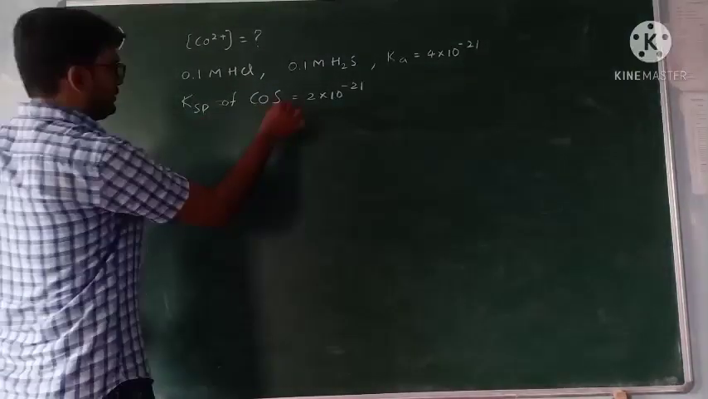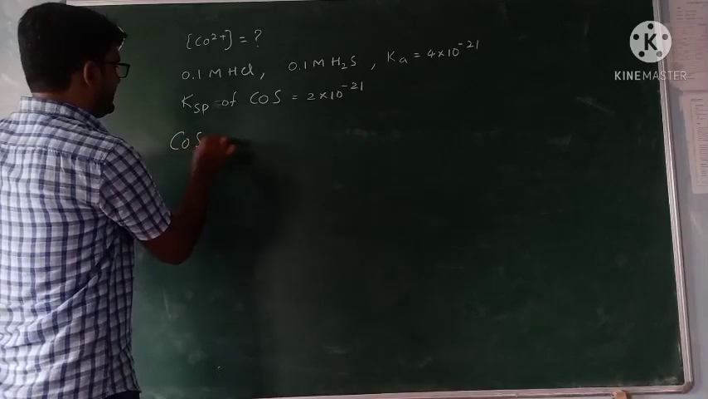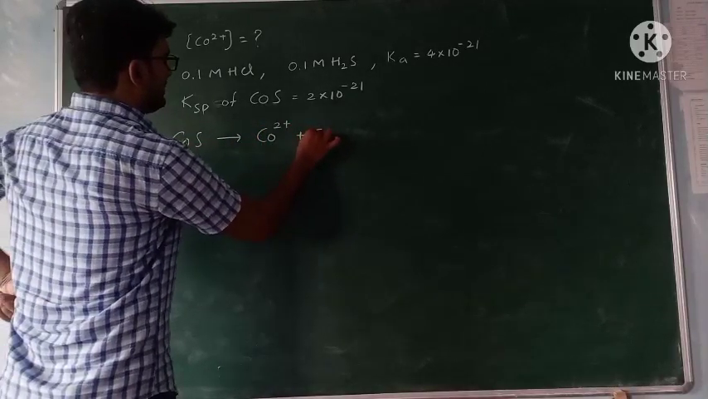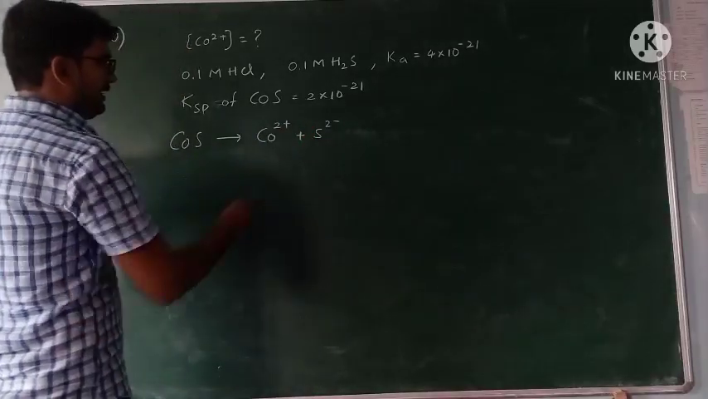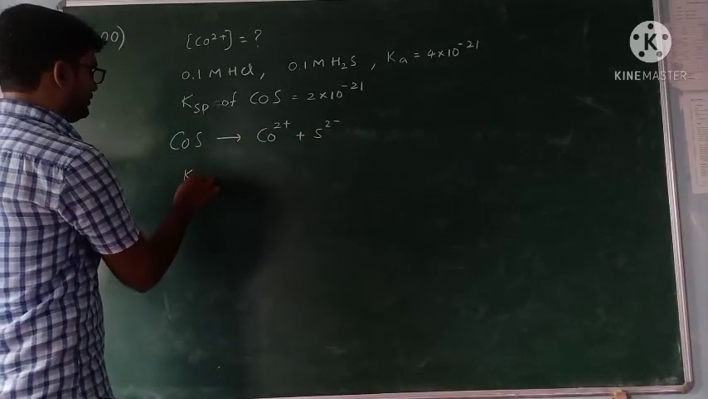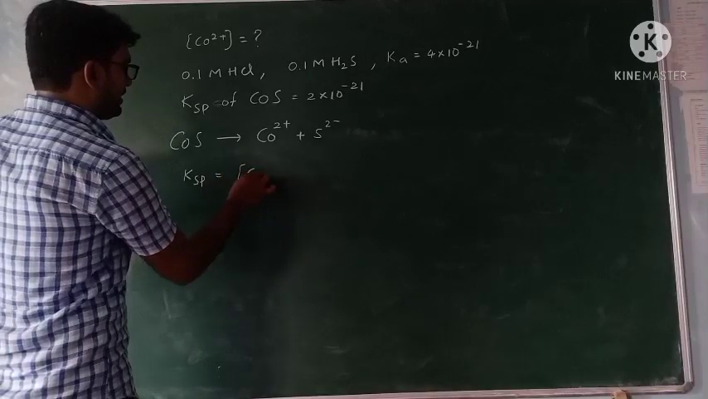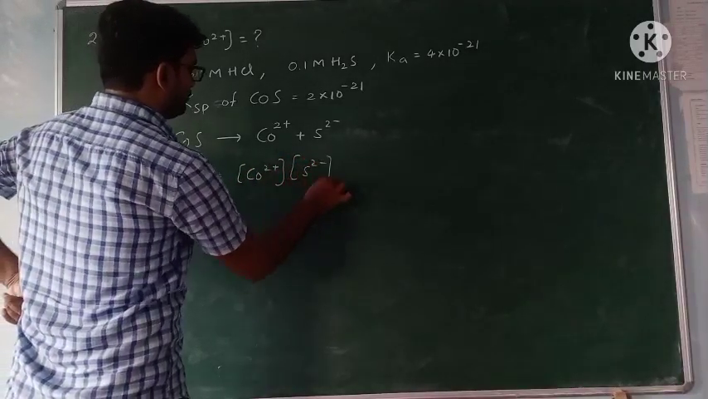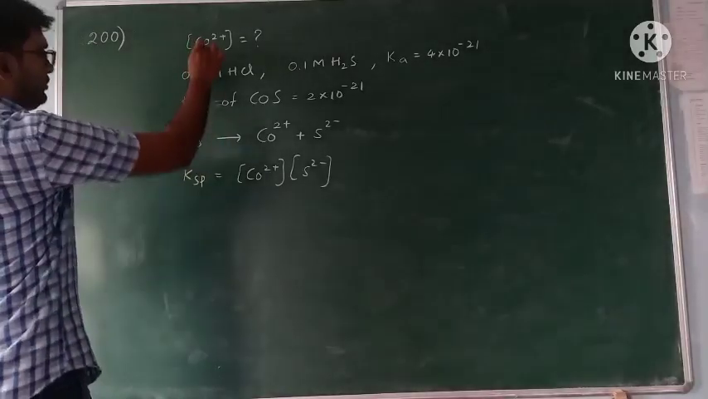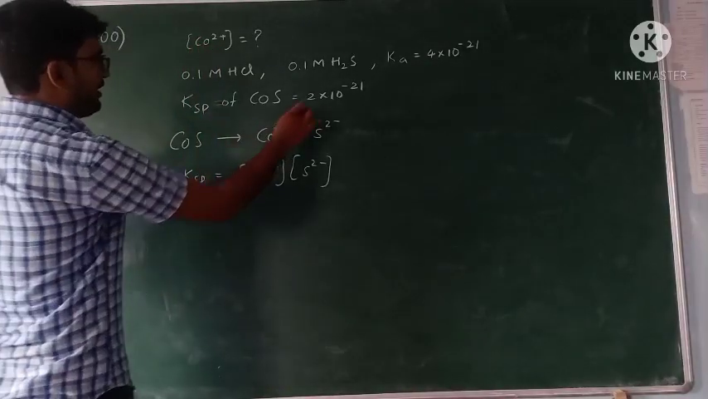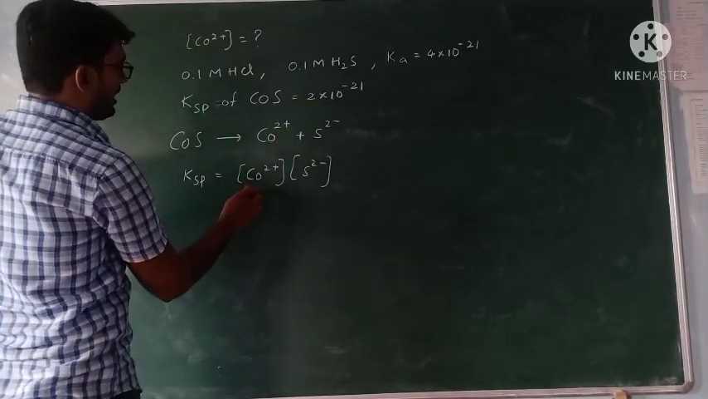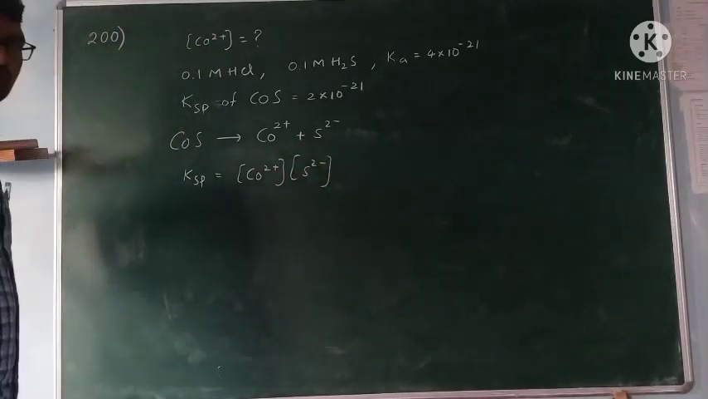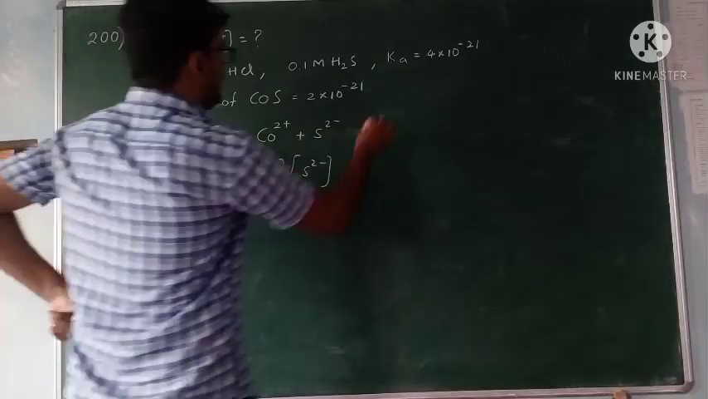Actually, Ksp of CoS means CoS dissociates as Co2+ plus S2-. Then Ksp is equal to, it is very simple, the concentration of Co2+ times the concentration of S2-. So you have to calculate this one. Ksp is already given, but you don't know the S2- concentration. So first calculate this one. How can you calculate that?